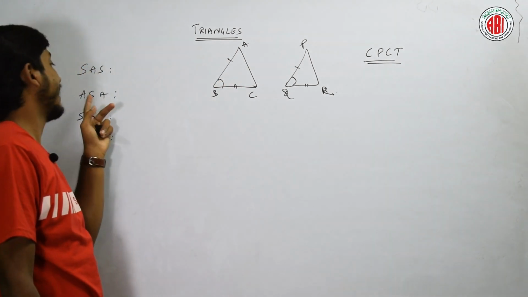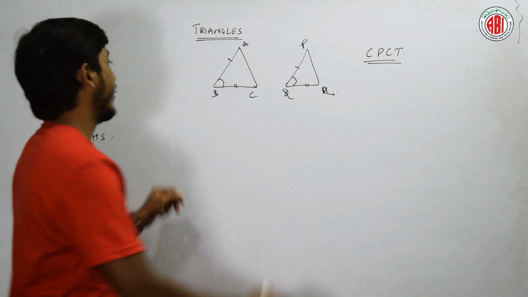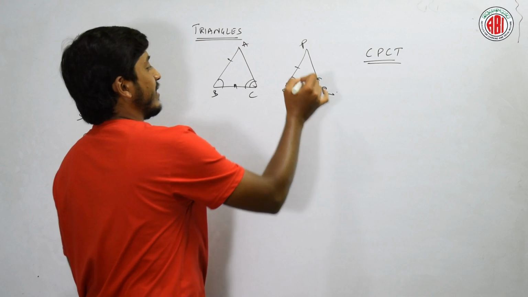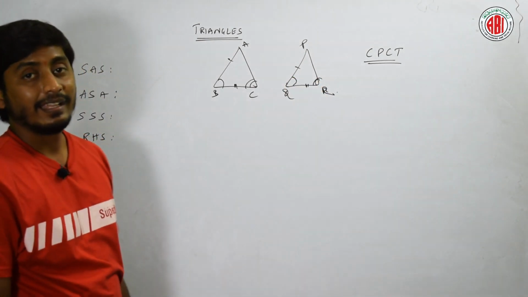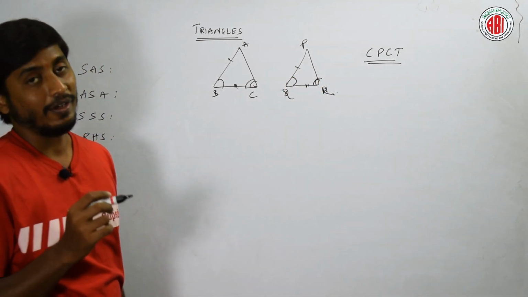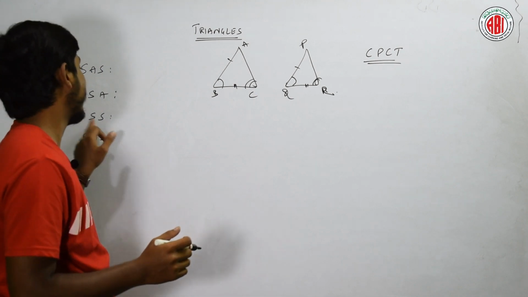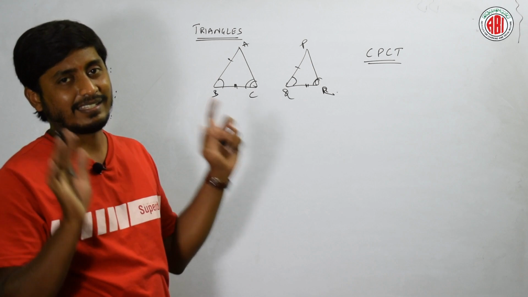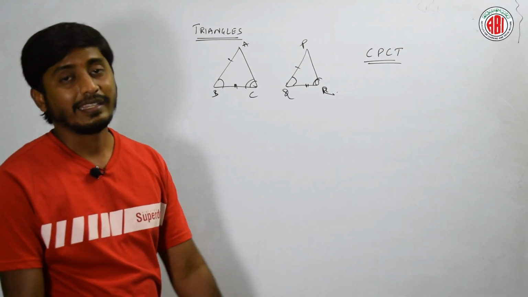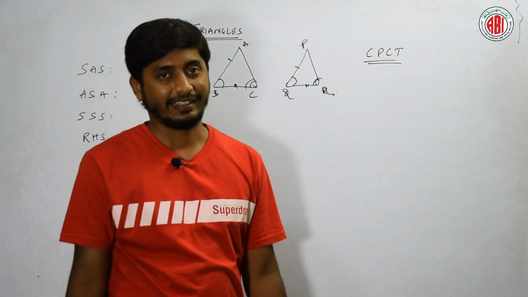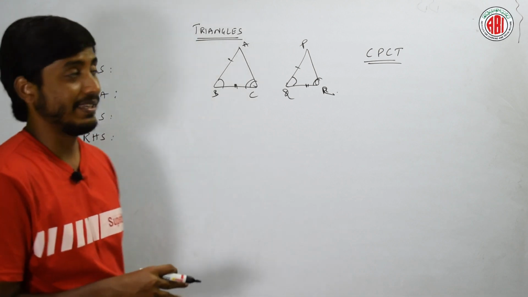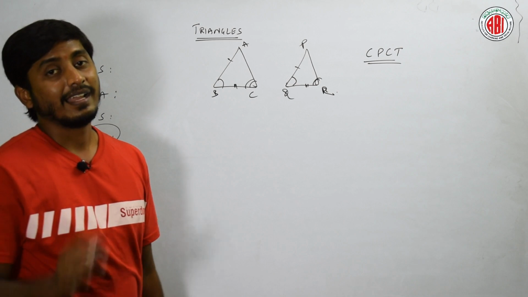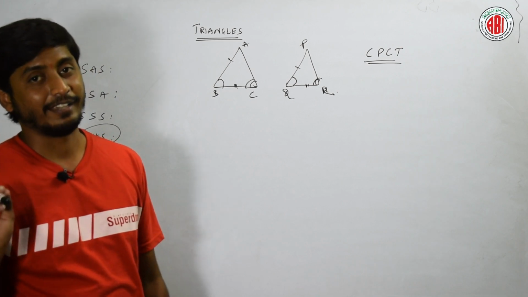Remember, next is angle, side, angle: if any two angles are equal and the side between them is equal, then obviously both the triangles are congruent. Next SSS, this is very simple, all three sides should be equal. Then they can be congruent. Clear? These three rules are very simple. Next, the rule is RHS, that is right angle, hypotenuse, side.